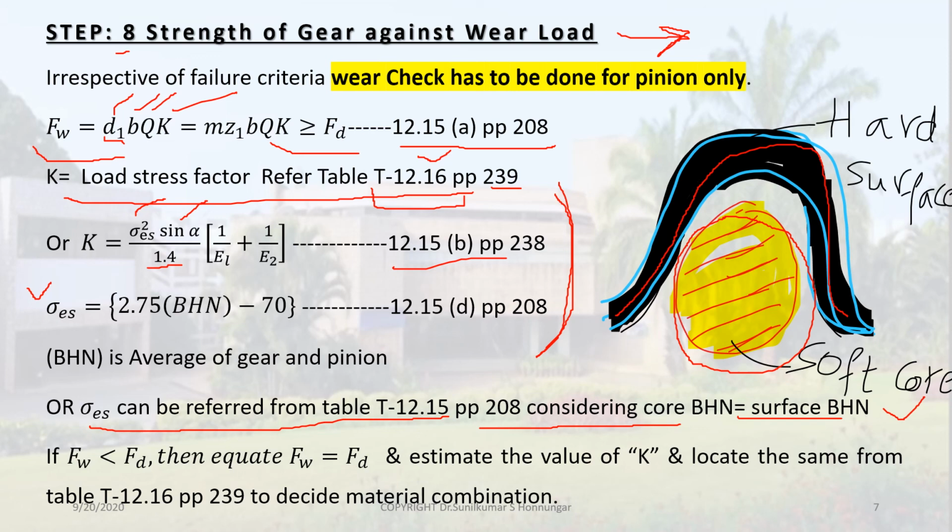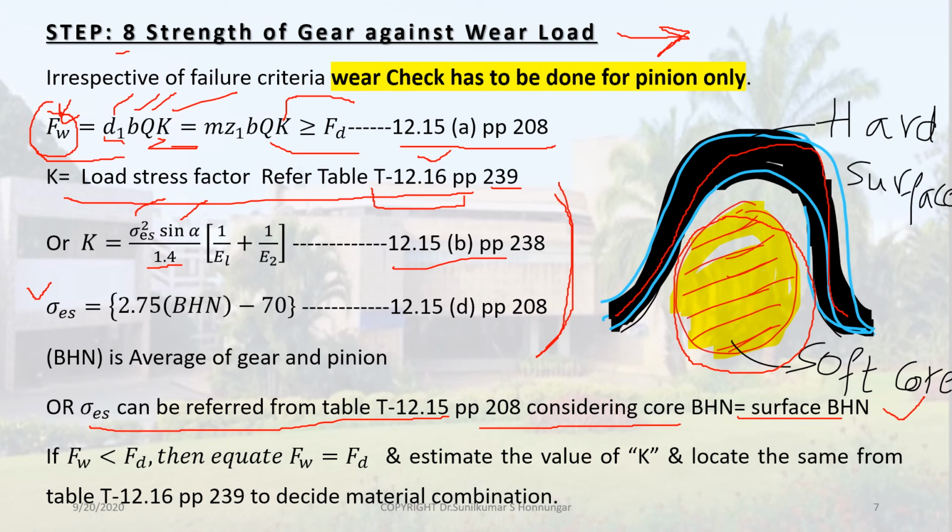Okay, and one more condition which I have mentioned last. If FW is less than FD, that is, if this condition is not met, then what you have to do is equate FW equal to FD. What do you mean by equate? You replace the FW value by the FD value. Whatever FD you have calculated in the previous step, you substitute that value here and try to find the value of K. So K you don't substitute directly.